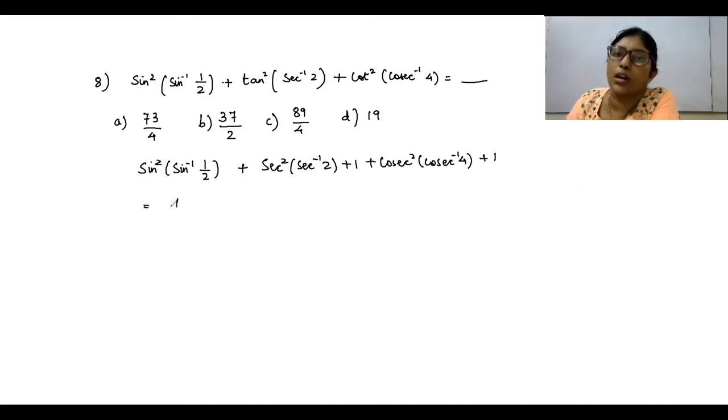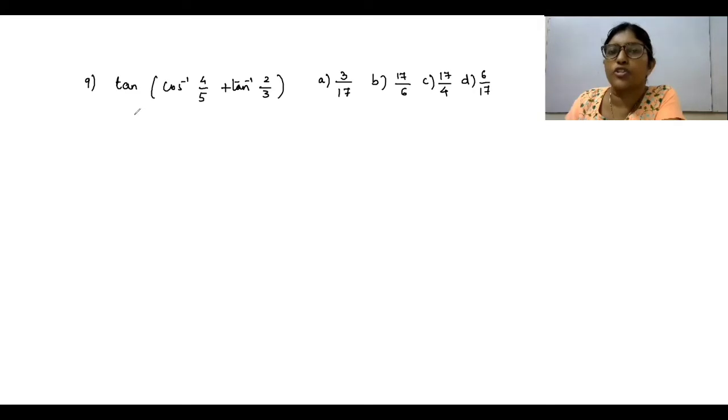So this becomes half square, 2 square, 4 square, okay, because cosec and cosec inverse will get nullified, and simplify this, you will get 89 by 4.